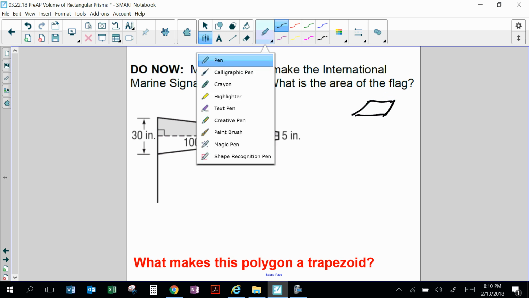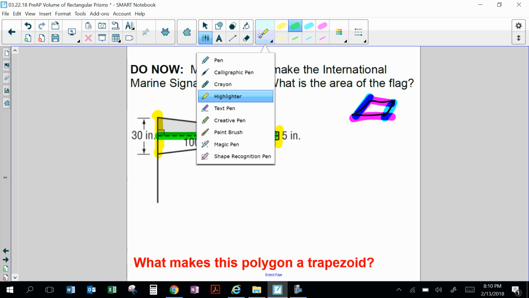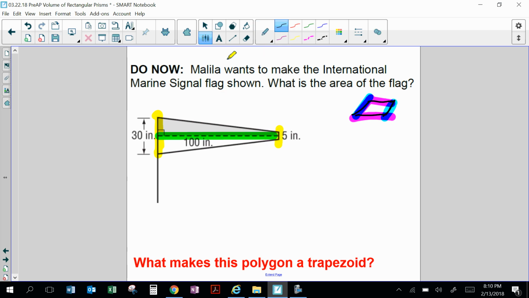A parallelogram has 2 sets of parallel sides, while a trapezoid, on the other hand, only has 1 set of parallel sides. So if you turn your head sideways, you'll notice that the bases are 30 and 5, while the height is 100. So let me write the formula. The formula to find the area of a trapezoid is A equals 1/2 times B1 plus B2 times height.